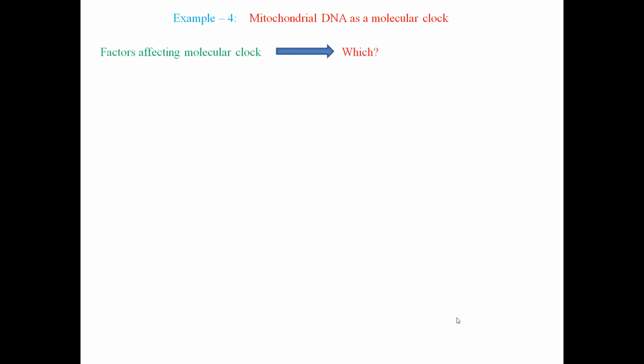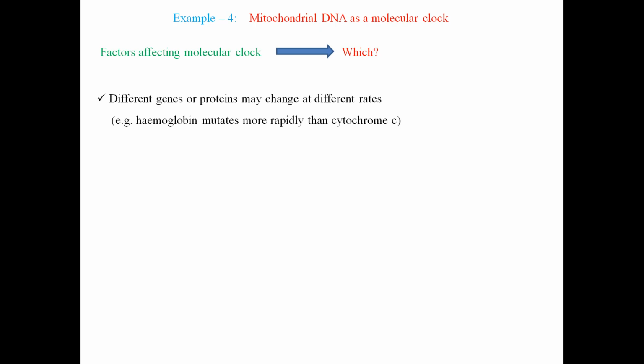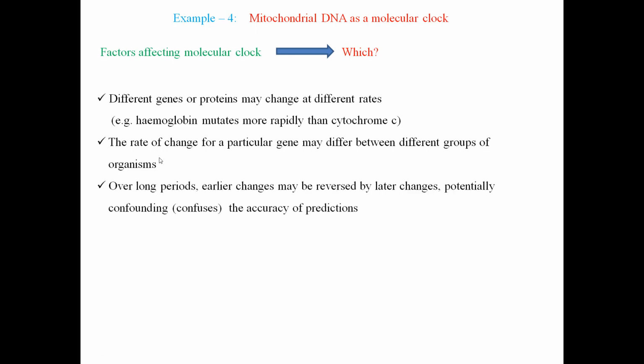Last slide: what are the factors affecting the molecular clock, especially in mitochondrial DNA? Different genes or proteins may change at different rates. Hemoglobin mutates more rapidly than cytochrome C. The rate of change for a particular gene may differ between different groups of organisms. Over a long period, earlier changes may be reversed by later changes, potentially confounding the accuracy of prediction. That means over a long period of time, DNA that has already changed may mutate again, creating confusion about whether it is a new mutation or an old mutation.